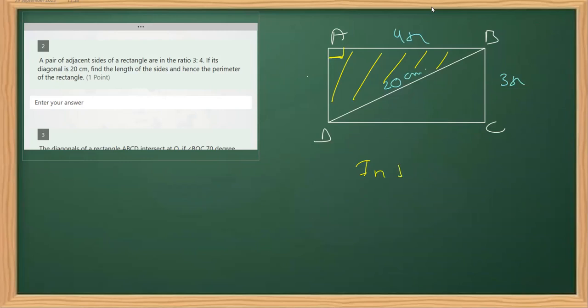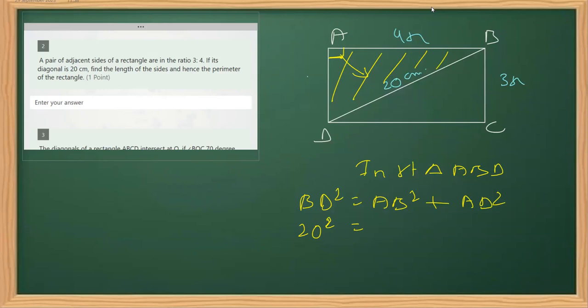So in this right triangle, as you can see, right angle at A, that is in right triangle ABD, we can say the square of the hypotenuse. The hypotenuse is the one which is opposite to 90 degrees, that is the side opposite to 90 degrees. So the square of the hypotenuse, that is BD, BD square, is equal to the sum of the squares of the other two sides, that is AB square plus AD square. BD, whose value is 20, so it's 20 square. AB, which is 4x, so make sure you're putting a whole square here.